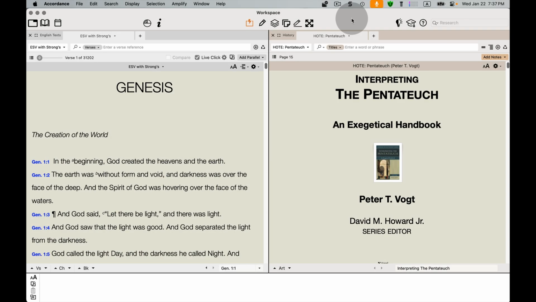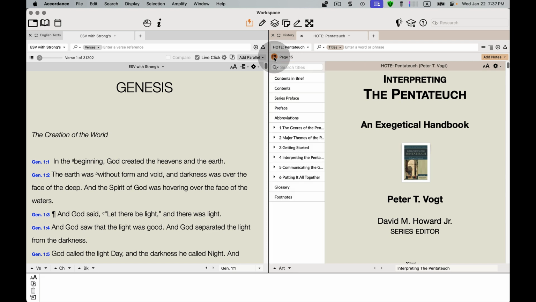The Kregel Exegetical Handbook series for the Old and New Testament are valuable additions to your Accordance library. I'm going to take a look at the Old Testament volume on interpreting the Pentateuch and show you how this works. So if we open the table of contents here, there are 6 major sections in this work.